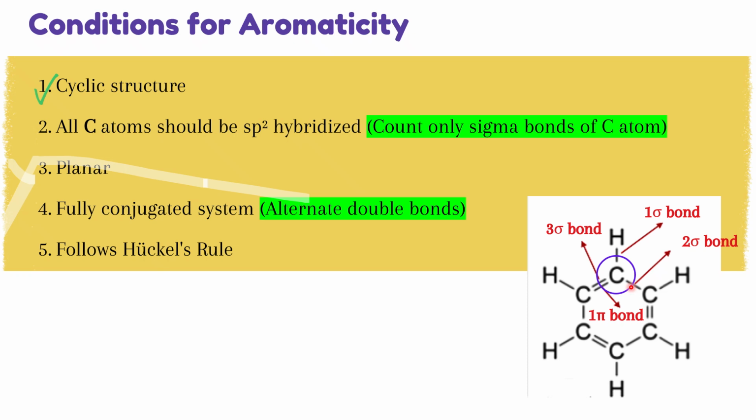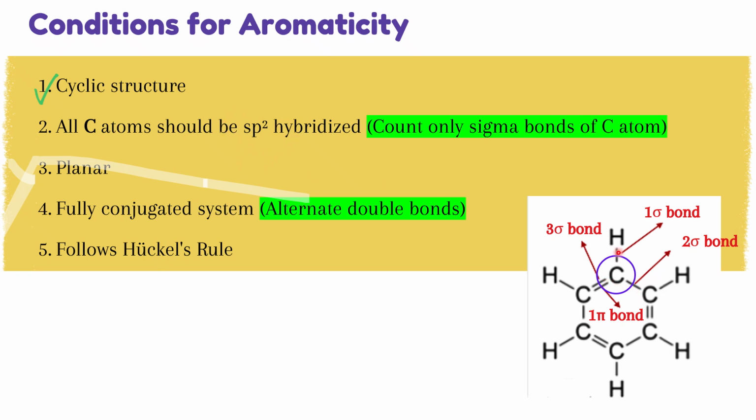So when you have 4 sigma bonds in the given structure, the hybridization of that particular carbon atom is sp3. If you have 3 sigma bonds, then the hybridization of that particular carbon atom is sp2. If there is just the presence of 2 sigma bonds, then the hybridization of that particular carbon atom is sp. Here we are not bothered about sp and sp3 hybridization. Here we are interested in sp2 hybridization. So let us check for sp2 hybridization.